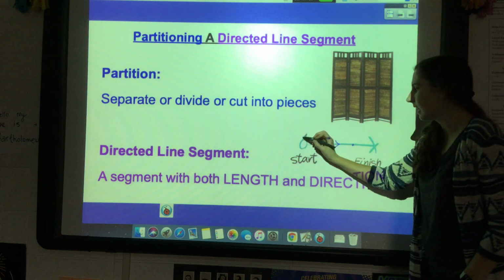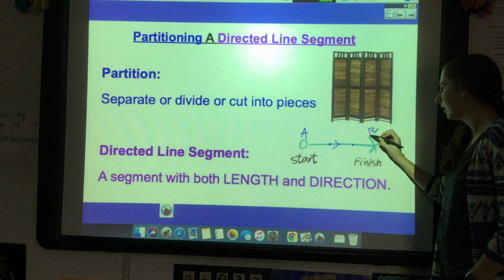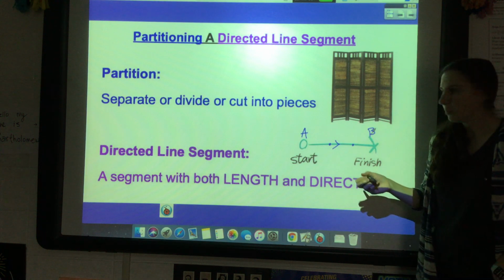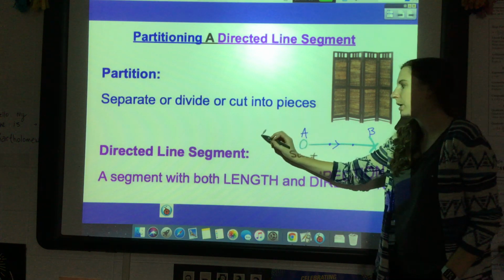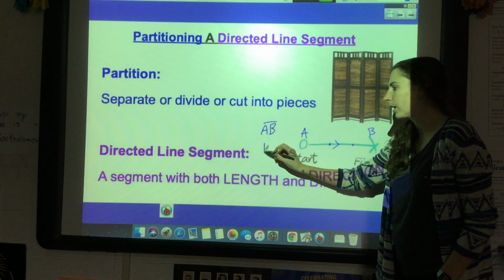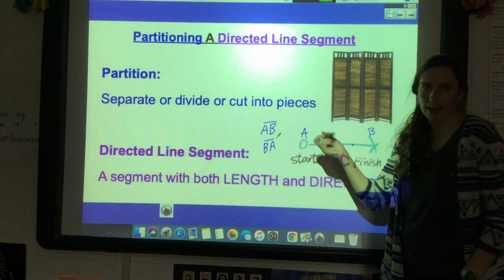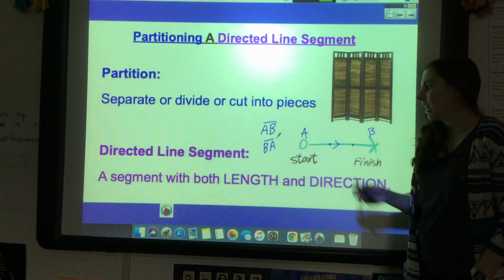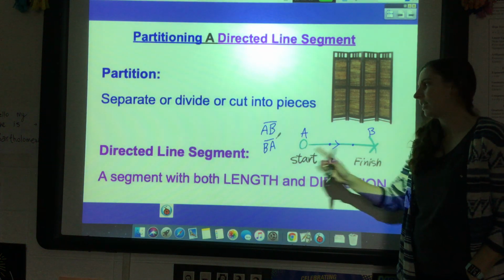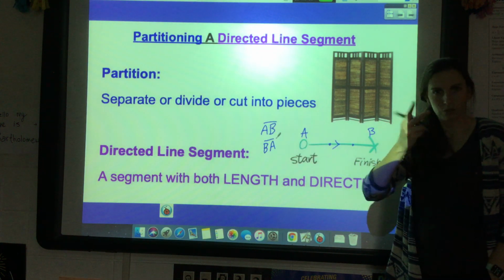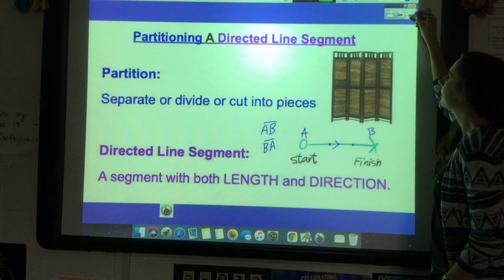Also, typically, like say this is segment AB. Usually when we write line segments, we could call this AB, or we could call it BA, and usually it doesn't matter because we're just talking about its length. In this case, it does matter because I need to know where to start and where to end. So don't flip-flop the start and the end.